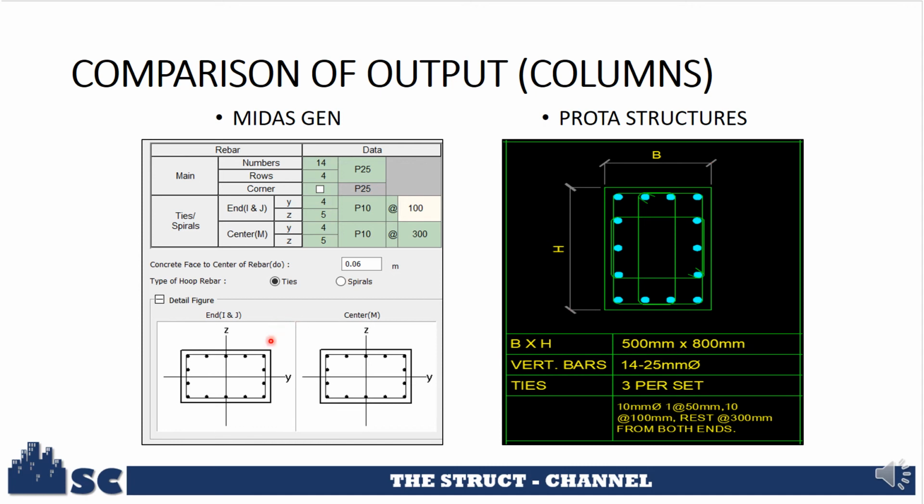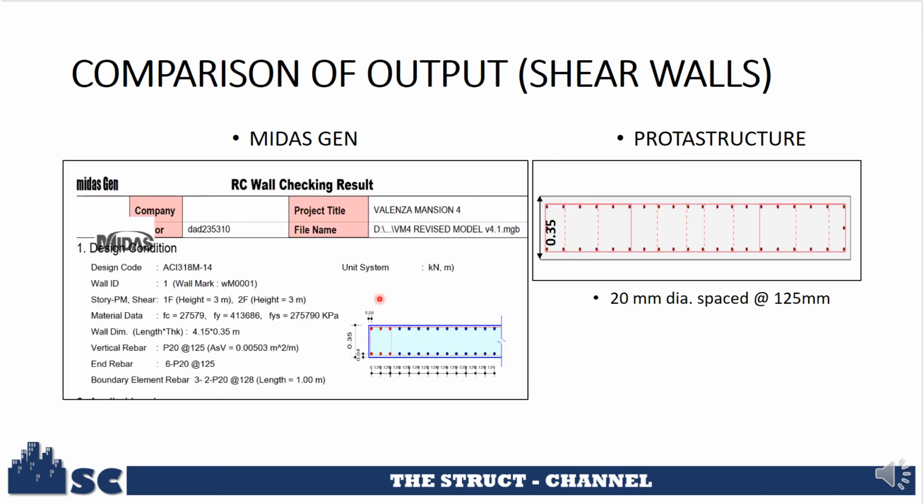Same thing with the column. We get the same sizes, 500 by 800, and the same number of bars: for Midas Gen, 14 25-millimeter diameter bars, and also 14 25-millimeter diameter bars using Prota Structure. And for the shear wall, both Midas Gen and Prota yield 0.35 thickness of shear wall with the main reinforcement at 20 mm diameter spaced at 125 mm. So basically the design is very similar.